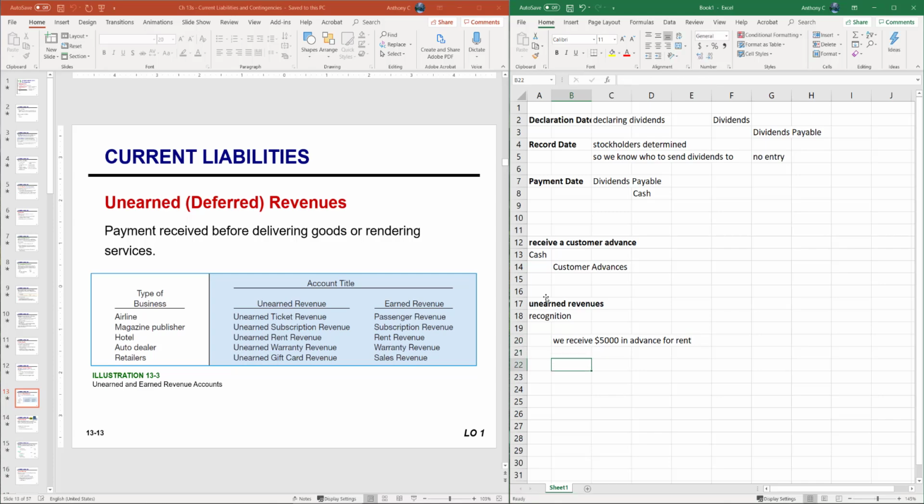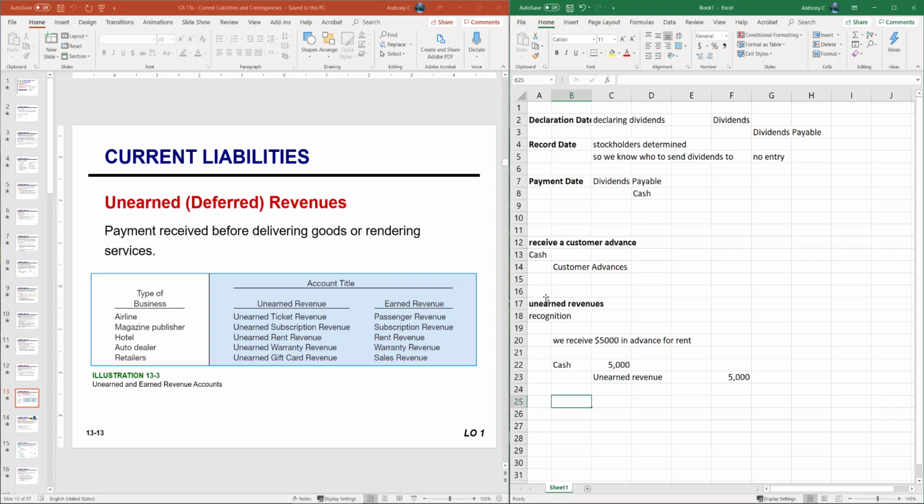When we receive this money in advance for rent, you would debit cash, because we got cash. And in this case, you cannot credit rent revenue because we haven't yet earned the revenue. In other words, we haven't yet provided the product or the service. So in this case, it is unearned. So you'll credit unearned revenue for $5,000, and as you already know, unearned revenue is a liability.